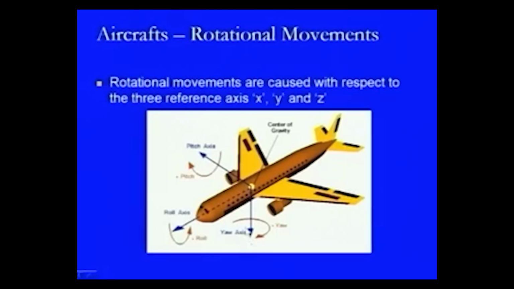So, what we have seen is that there can be three types of rotational movements in any aircraft, and these three types of rotational movements are rolling, pitching and yawing.